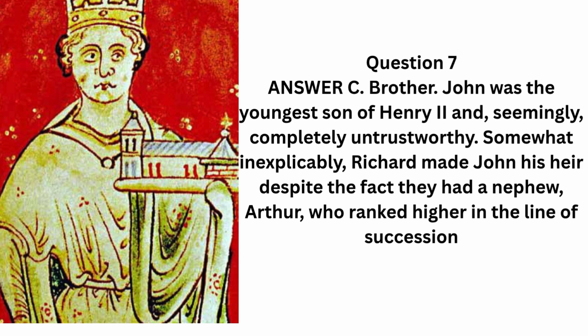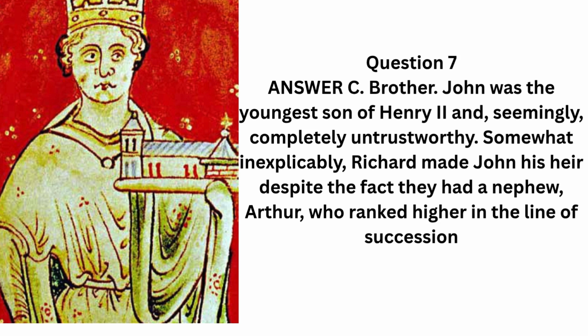The answer for question 7 is C. Brother. John was the youngest son of Henry II and seemingly completely untrustworthy. With Richard first away on crusade and then held captive, John tried to create all manners of trouble for Richard. On his eventual return, Richard forgave his one remaining brother, calling him just a child, despite the fact that John was in his late 20s by then.